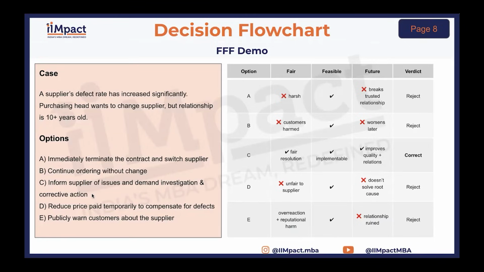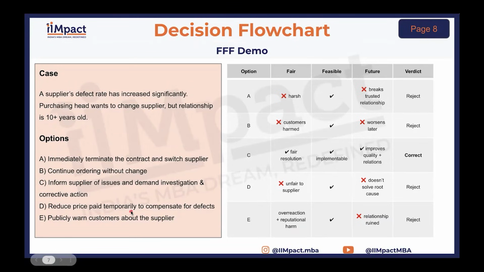This is fair. It can lead to improved quality plus relationship as well, because the supplier has a 10-year-old relationship with you, and if he's able to work on an additional data point from your side, an additional request from your side, then that relationship will also improve. And is this something that is feasible? Yes, it is feasible. You can implement this. You can always talk to a supplier and demand investigation, particularly in a situation when you have been with them for 10 years. So this ticks the box across the three factors that we have.